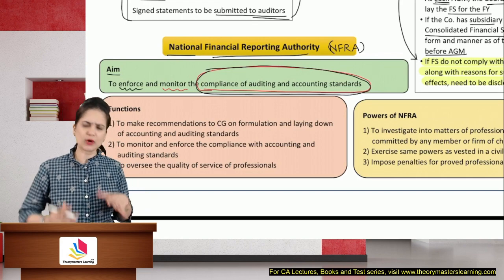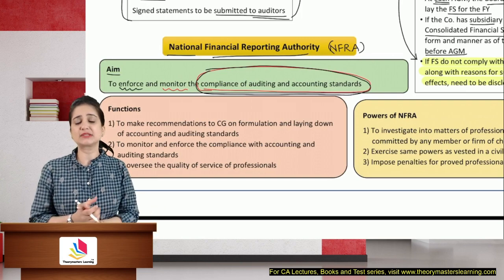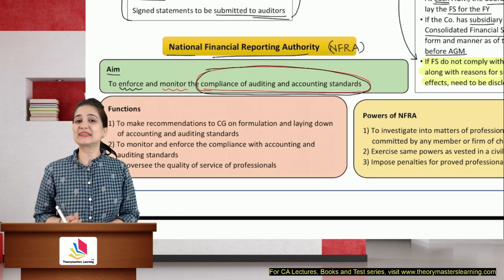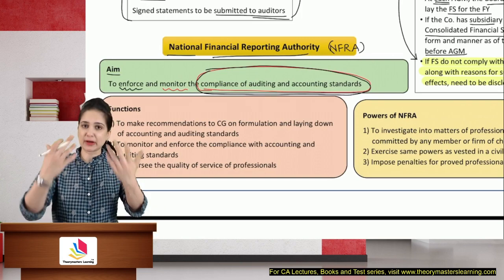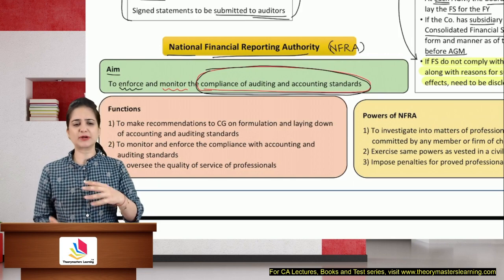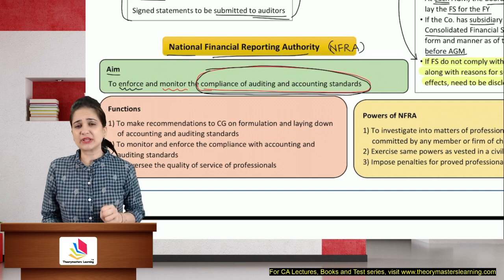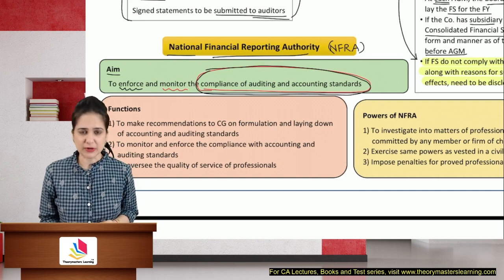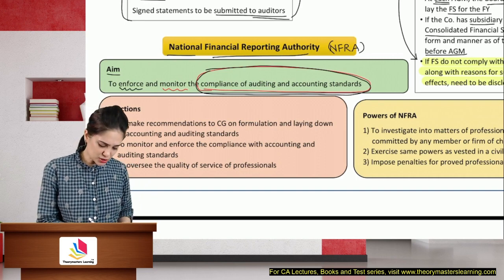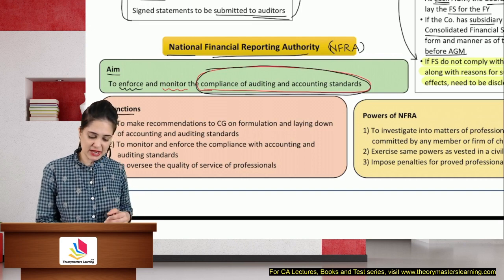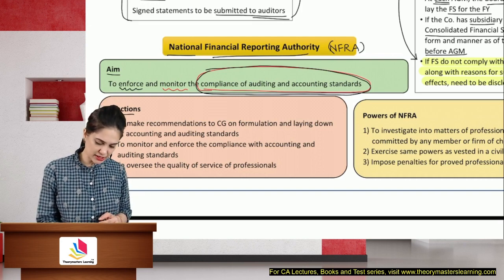So NFRA, they only recommend these accounting standards. They are actually enforced by the central government. So the job of recommendation is done by NFRA. They have tried to make it stringent, slightly strict. They have increased the responsibility of an auditor. The functions of NFRA, let us highlight the keywords. I'll change the ink.